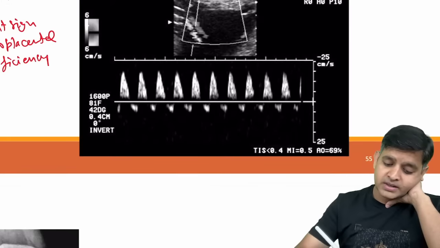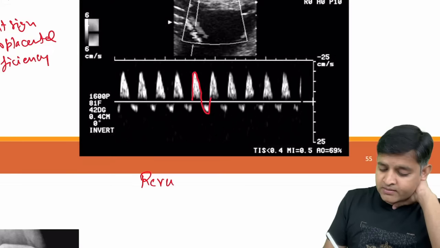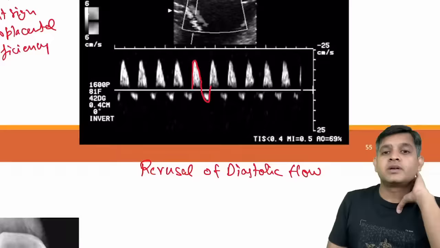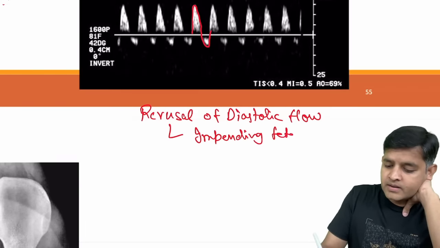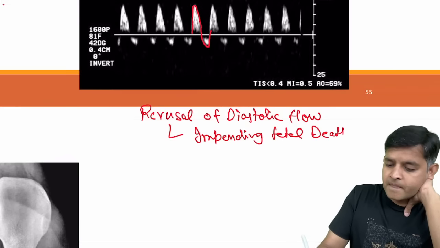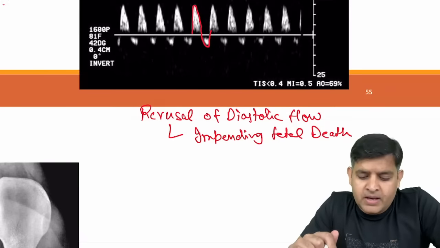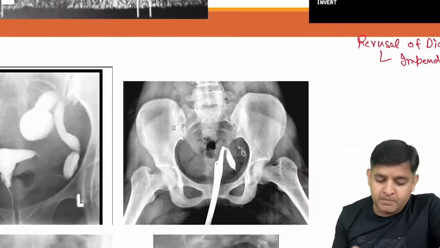And what do you see here? More flow in systole, but reverse of flow in diastole. And this is what is called as reversal of diastolic flow, which is a sign of impending fetal death. Reversal of the diastolic flow is a sign of impending fetal death. Okay, very, very important Doppler parameters.